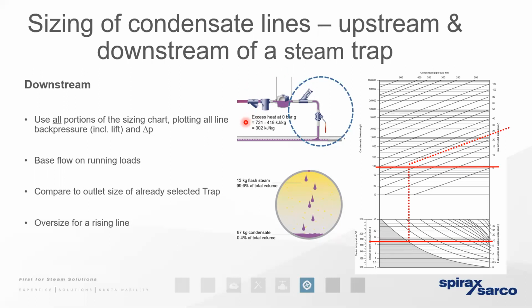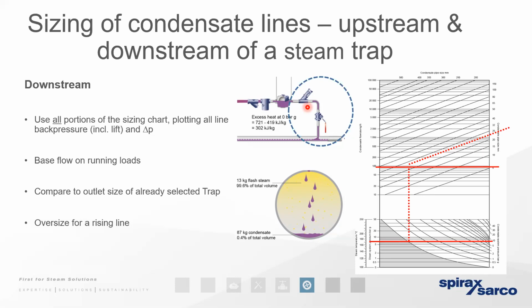And at atmospheric conditions, 0 bar gauge, we know that the condensate can exist at 100 degrees. 100 multiplied by that 4.19 magic number tells us that the sensible heat in the condensate is going to be 419. In other words, in that very, very short distance, that liquid condensate has got to give up 302 kilojoules. In other words, some of that heat energy in the condensate, a certain percentage of it, has got to change from sensible heat to total heat.